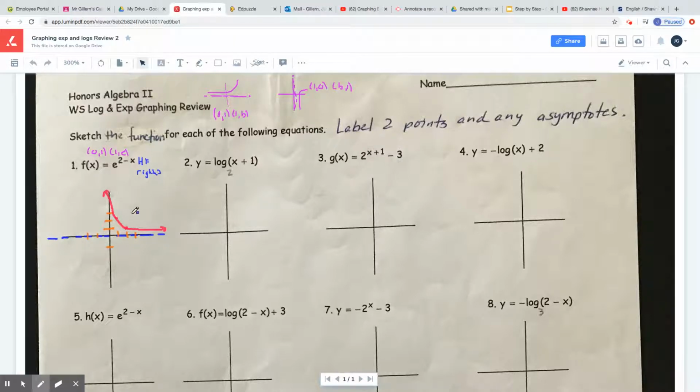Remember, the most important thing is that we label it properly. So it's 2 comma 1, and this one is 1 comma b. All right, so there's my answers for number 1.